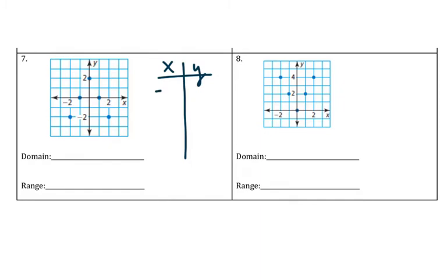Okay, number 7. This is called a discrete graph. Discrete just means it's a graph made of dots. So they're disconnected, ordered pairs in this graph. It's not a connected line. We'll look at those in just a minute.